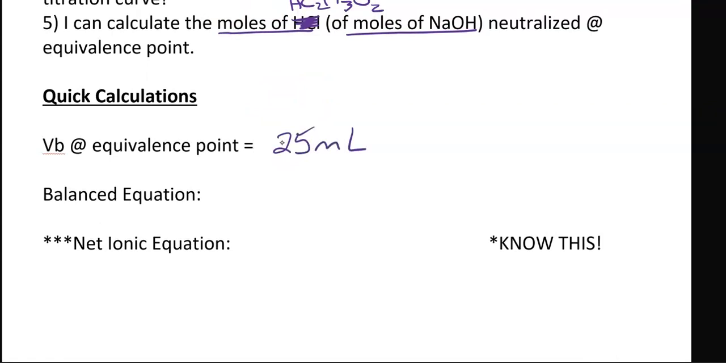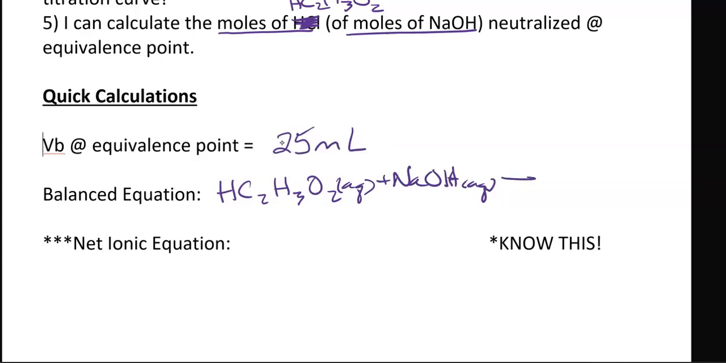Also consider what's the balanced equation for this reaction. We're taking a weak acid, reacting it with a strong base. That's an H. And we're producing sodium acetate, which is a soluble salt, and water, which is a liquid. So simplify this down to the net ionic equation.